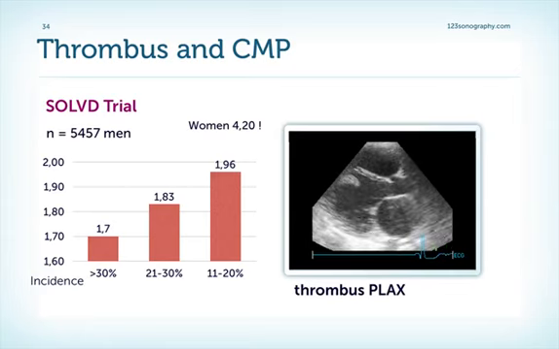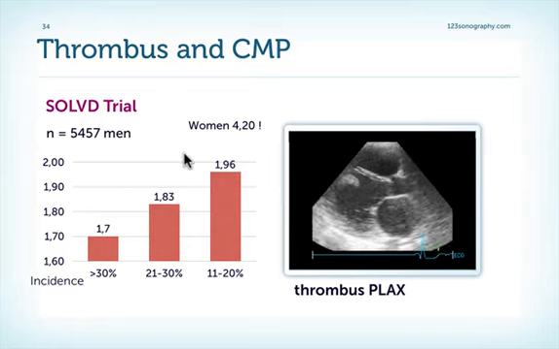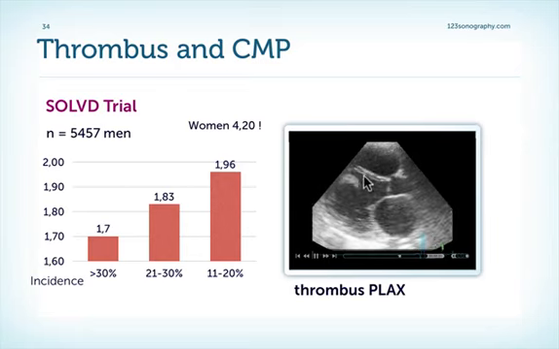This diagram shows you the risk of left ventricular thrombus in cardiomyopathy as it was found in the SOLVE trial. What we see is that we have an elevated risk which depends also on the degree of left ventricular function. In other words, the poorer left ventricular function is, the higher the risk is. This is true for men and even more so for women, which have an even higher risk. Here's an example, a parasternal long axis view in a patient with significantly reduced left ventricular function, where you can see a highly mobile thrombus which protrudes far into the left ventricle.